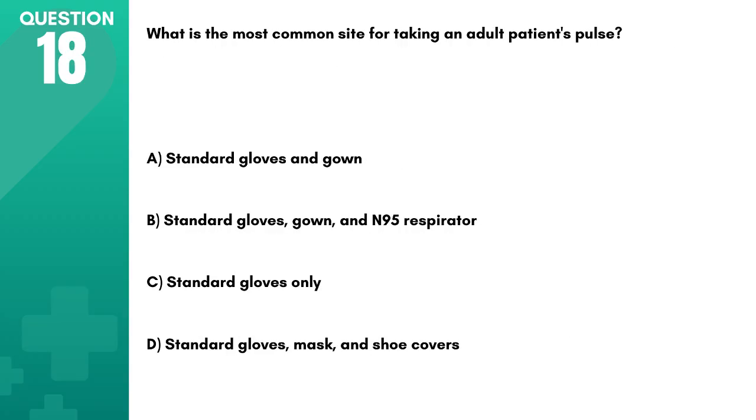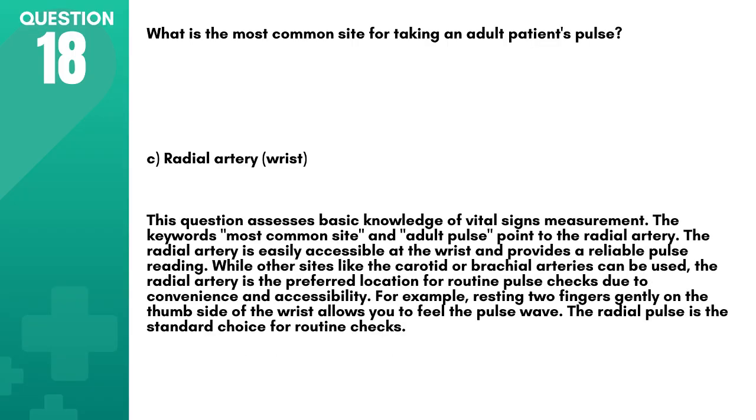Question 18. What is the most common site for taking an adult patient's pulse? A. Brachial artery, inner elbow. B. Carotid artery, neck. C. Radial artery, wrist. D. Dorsalis pedis artery, top of foot. Answer, C. Radial artery, wrist.